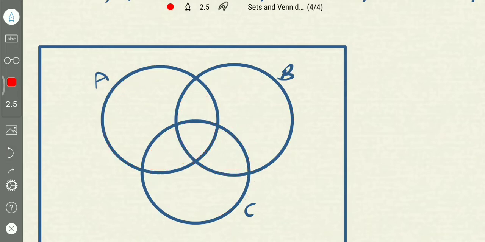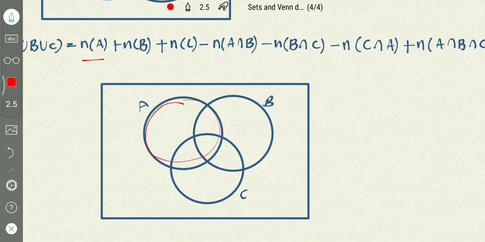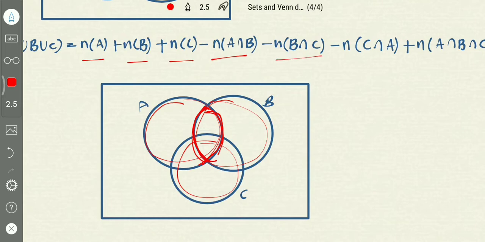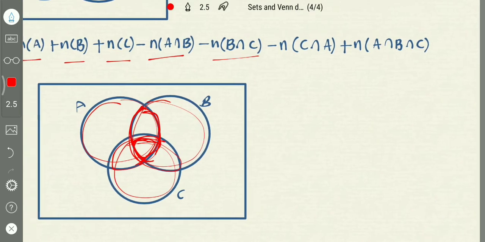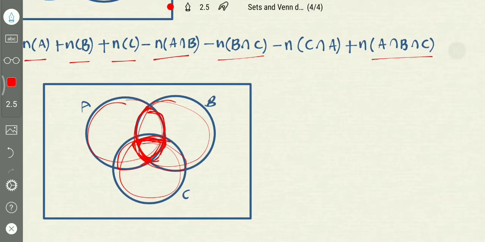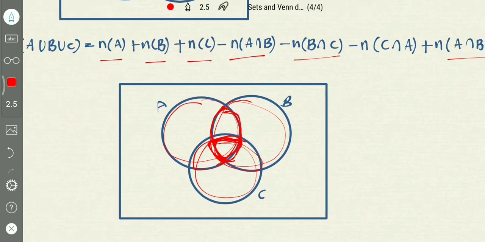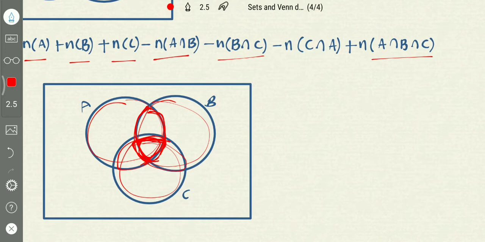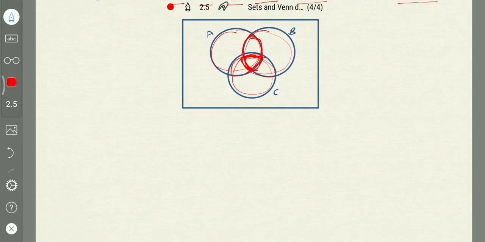So let us see the formula now. n of A, this total, plus n of B, this total, and n of C, this total. And these elements are added twice. So minus n of A intersection B, we are removing this part, and we are removing B intersection C part, and we are removing C intersection A part. If we are removing this, this also gets removed, but it should be included, right? So plus n of A intersection B intersection C. So including this, we get this formula: n of A plus n of B plus n of C minus n of A intersection B minus n of B intersection C minus n of C intersection A plus n of A intersection B intersection C. These are to be remembered.